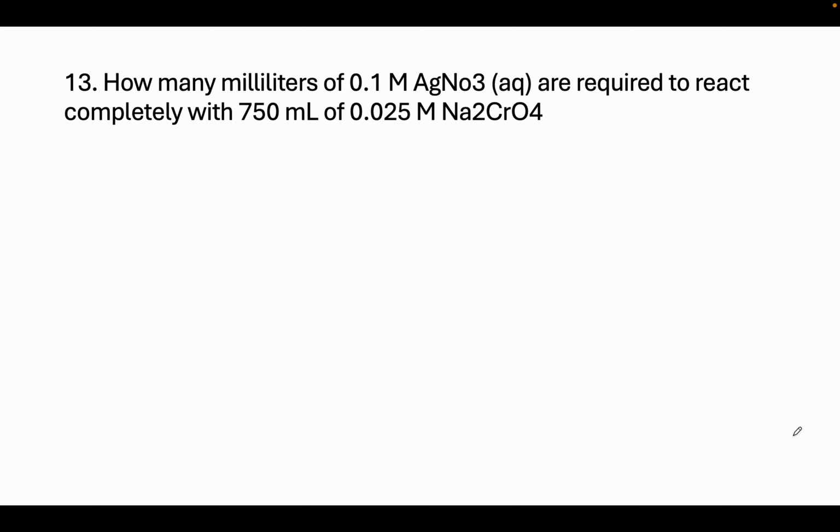Next, number 13. We're skipping around. 11's kind of hard, man. Not doing all that. 13. How many milliliters of 0.1 M AgNO3 are required to react completely with 750 milliliters of 0.025 M Na2CrO4.